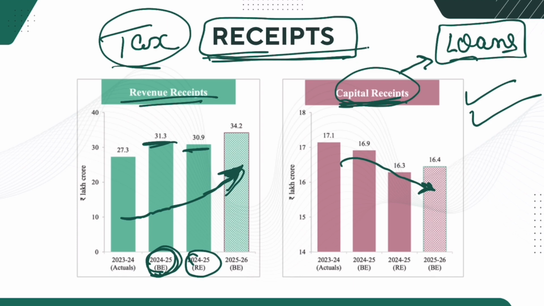By the way, notice one more thing. These figures are in lakh crore. So revenue receipts for the year 2025-26 are going to be 34.2 lakh crore, and capital receipts are going to be 16.4 lakh crore. So as you can see, capital receipts are half of revenue receipts.